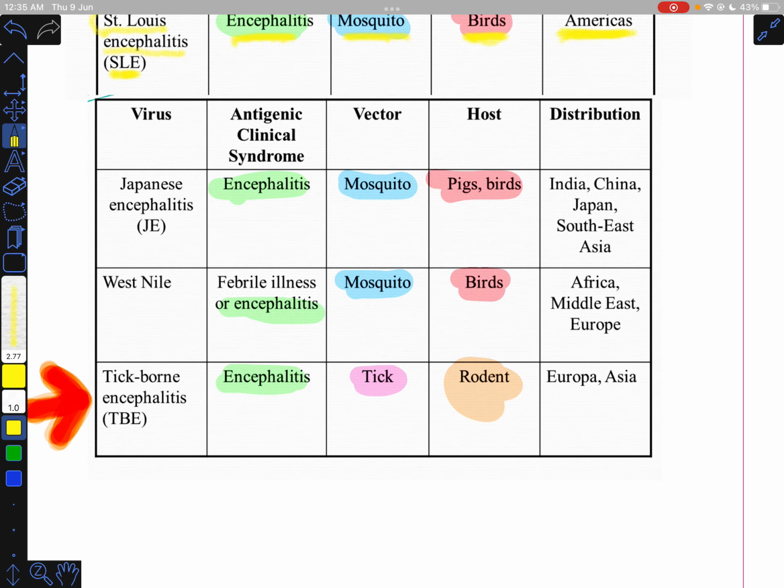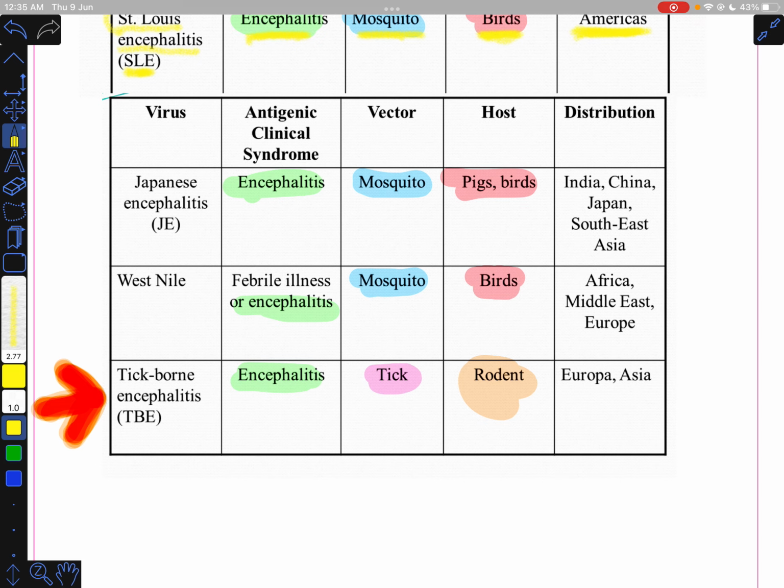What about the other? We are completing the last three viruses from the Flavivirus. We will talk about Japanese encephalitis. We say the Flavivirus mnemonic picture has a yellow color. So also the Japanese, as a culture, love the yellow color. Antigenic and clinical syndrome: encephalitis, as all of them cause encephalitis. And the vector is a mosquito, as all of them are caused by mosquitoes.